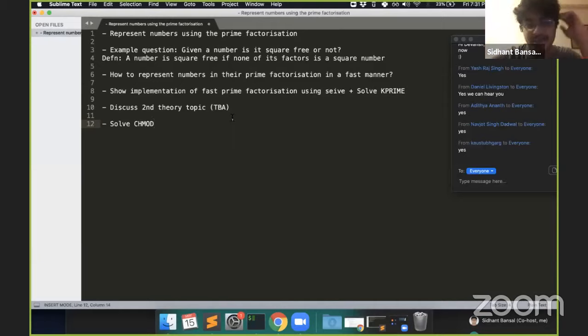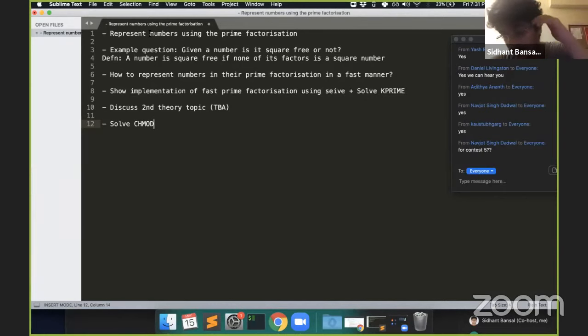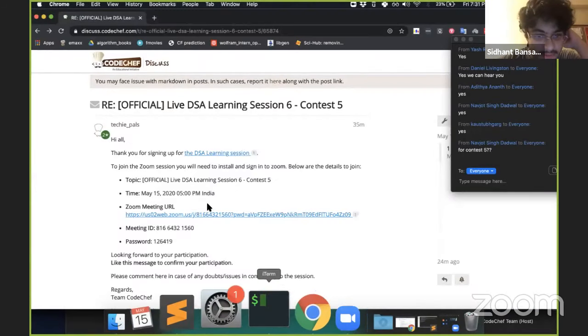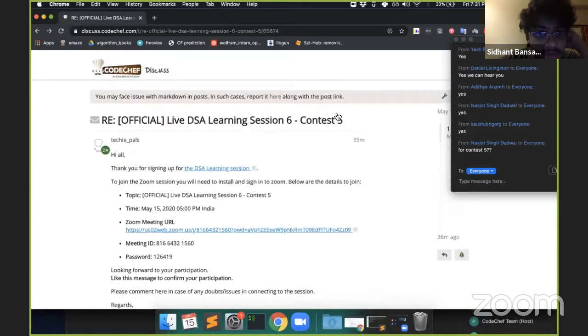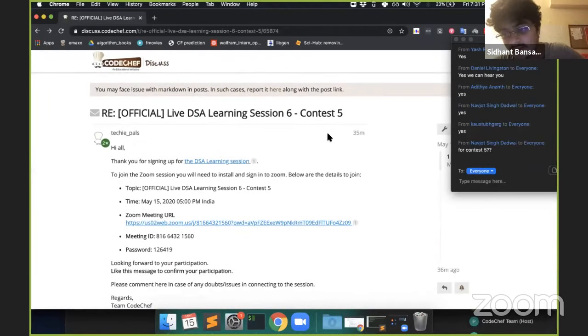So today's agenda is basically these 4 to 5 things. First, a lot of questions of number theory, at least up till the intermediate level, I would say, or mathematics, involve. Okay, someone is asking which contest this is. Let me see. It's contest 5. Yeah, Navjot, it's contest 5.